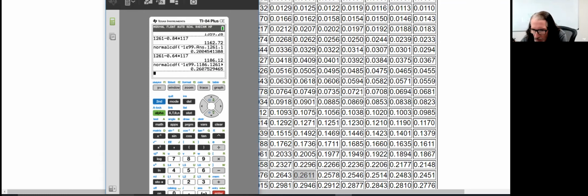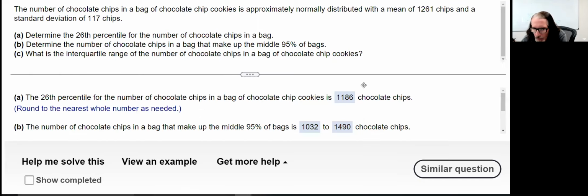Okay, the second part. Middle 95%. Let me draw a picture with what I was talking about earlier. You've got 95% in between. Then in the two tails, you've got 5%. Divide that by 2 because of symmetry, and convert 2.5% to 0.025. Your area on either side, 0.025.